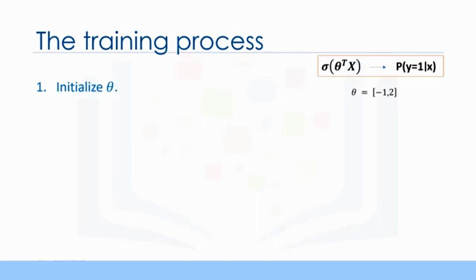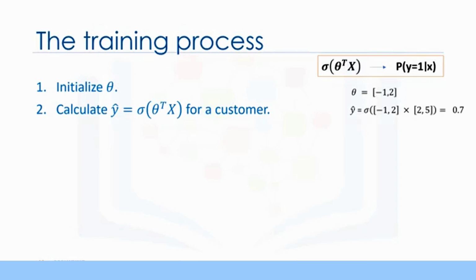Step 1. Initialize theta vector with random values, as with most machine learning algorithms. For example, -1 or 2. Step 2. Calculate the model output, which is sigmoid of theta transpose x, for a sample customer in your training set. x in theta transpose x is the feature vector values, for example, the age and income of the customer, for instance, 2 and 5. And theta is the confidence or weight that you've set in the previous step.